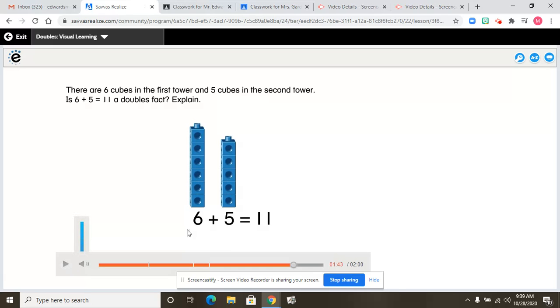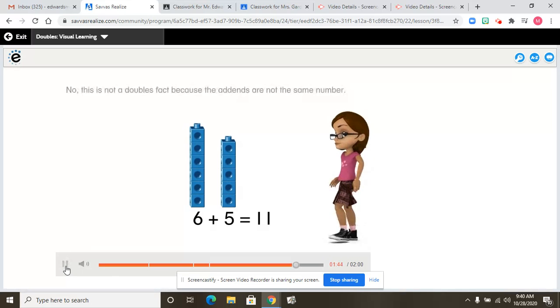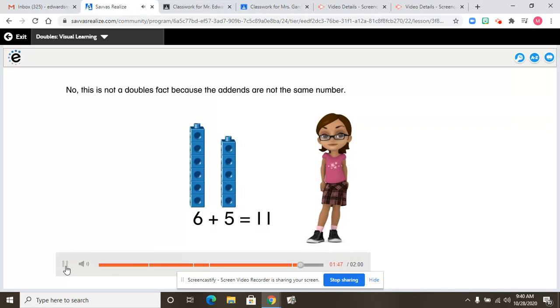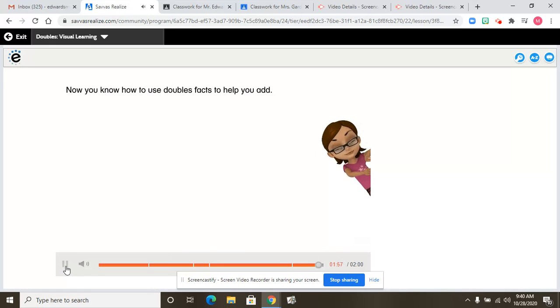If this was a doubles fact, both addends would be the same. If you look, the two addends are different. And if you look at the towers, you see that this tower has one more cube than this one. So no, there's no way that this could be a doubles fact. No, this is not a doubles fact because the addends are not the same number. This isn't a doubles fact. Now you know how to use doubles facts to help you add.